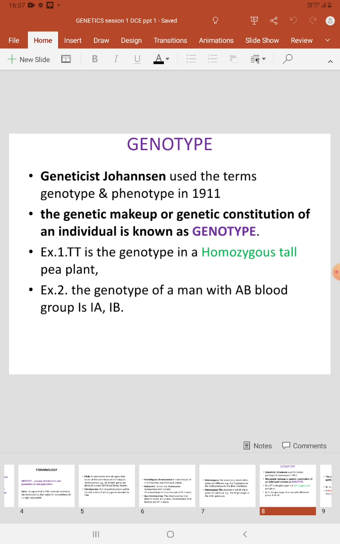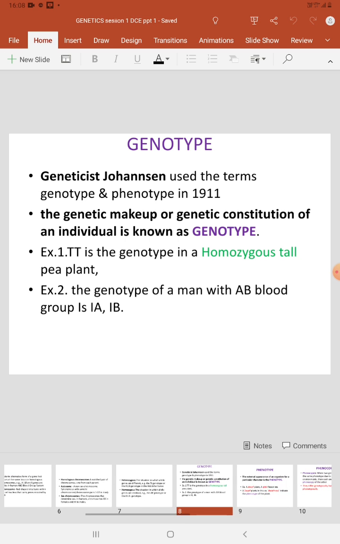We will try to understand genotype and phenotype. Geneticist Johannsen used the terms genotype and phenotype in 1911. Genotype is the genetic makeup or genetic constitution of an individual, and genotype is relatively stable in an organism. Capital T and capital T is the genotype in a homozygous tall pea plant, and the genotype of a man with AB blood group is IA and IB.